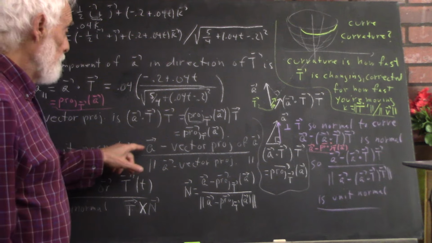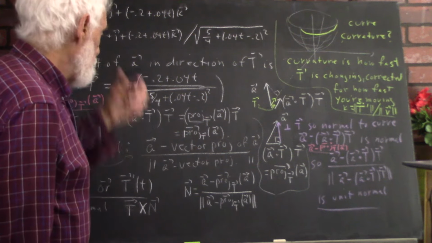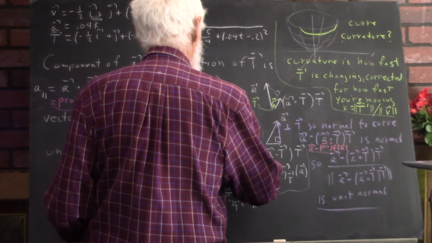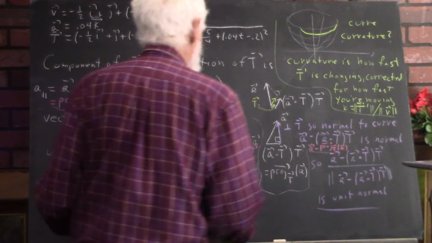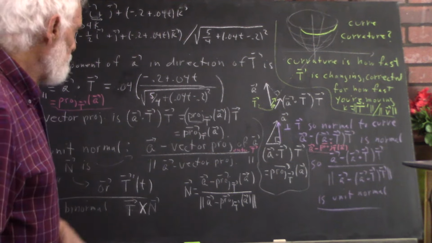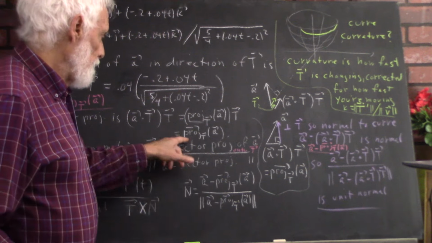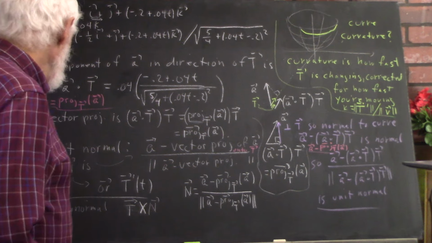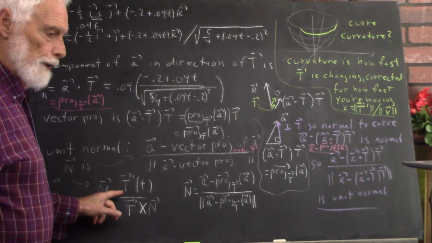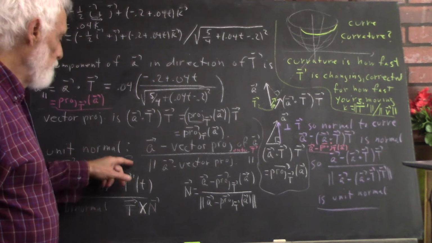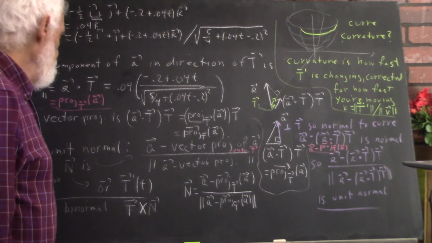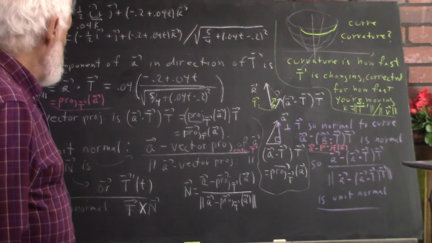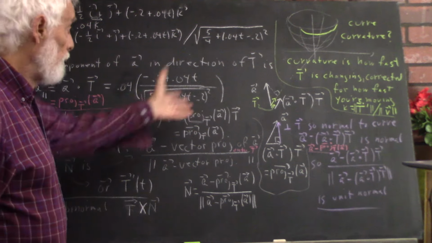So there's your unit normal, A minus vector projection of A onto T. I'll add that in there, but it's implicit what that means, divided by the magnitude of that numerator. There's your unit normal. Your unit normal can also be calculated as T prime over the magnitude of T prime, the derivative of the unit tangent vector. Your binormal is unit tangent crossed with your normal vector. And these expressions get really complicated for this example.